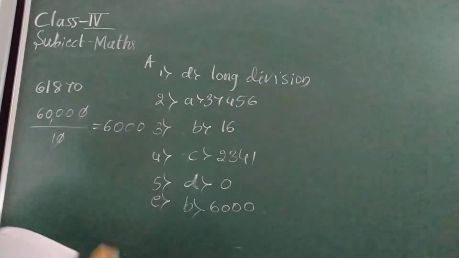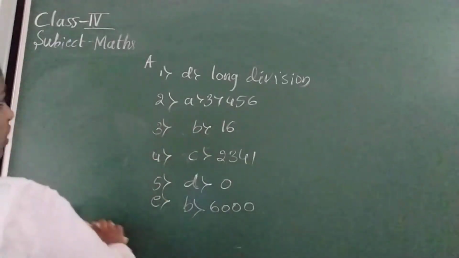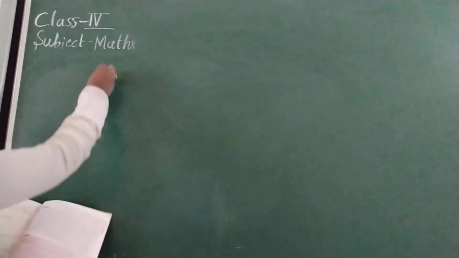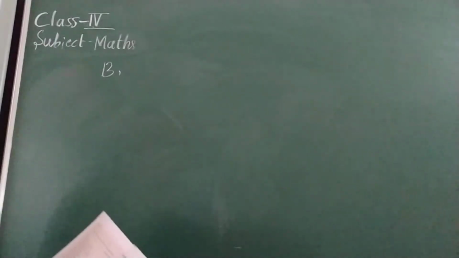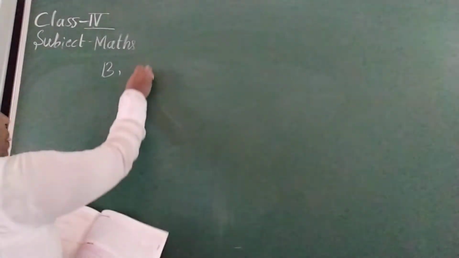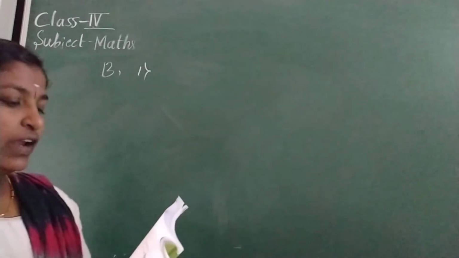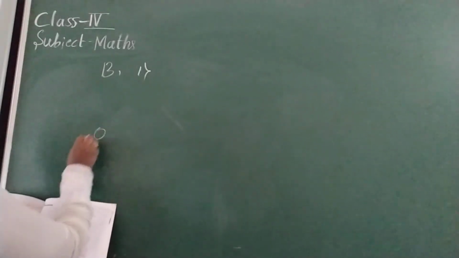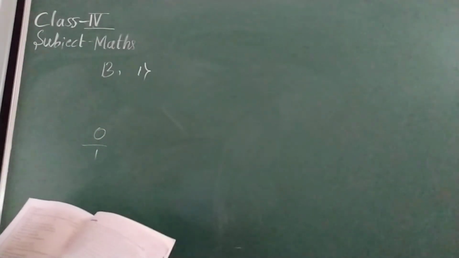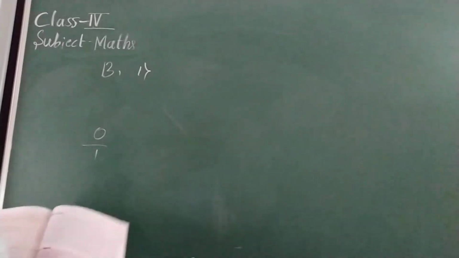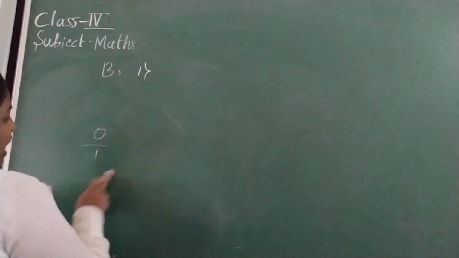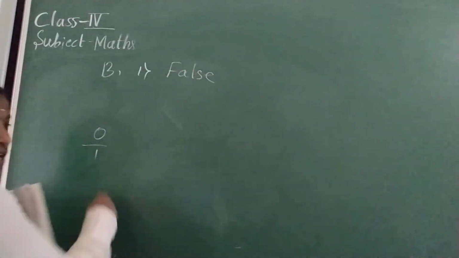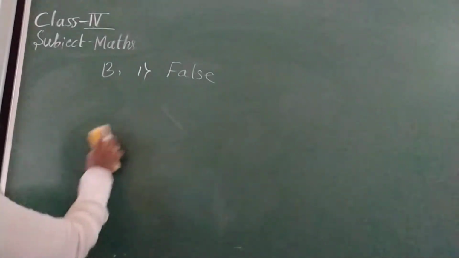Okay. Let's go to the next. True or false? First one. 0 divided by any number may or may not give 0. They are telling may or may not give 0. But this is not having any value. So this is false. We will call it indefinite or not valid.